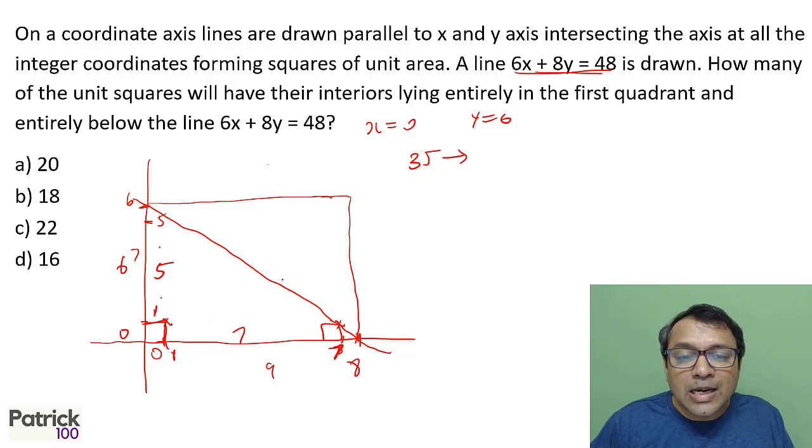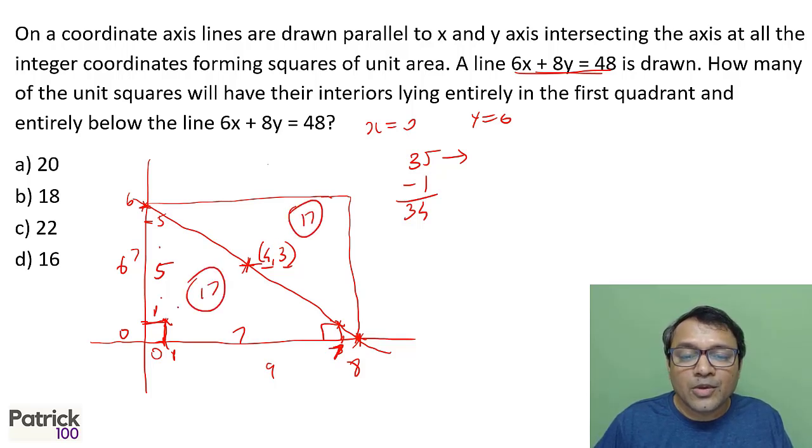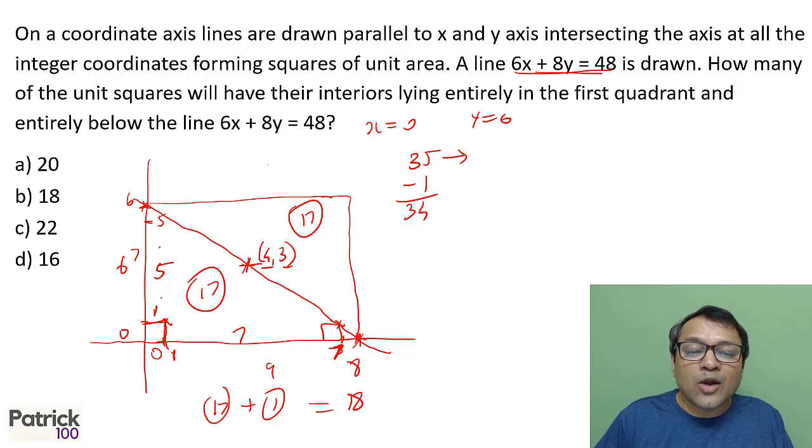From that, 1 point is on this line, which is 4, 3. X is 4, y is 3 will lie on the line. Because you see 8 and 6, the only common factor you can see is 2. So only 4 and 3 will lie on this line. Remove that point, 34. The rest of the points will be equally above and below. So 17 points above, 17 points below. 17 points are below plus 1 point on the line, so there are 18 points which are on the line or below the line. And all the squares which are there corresponding to that point.